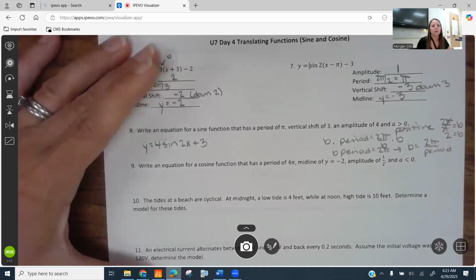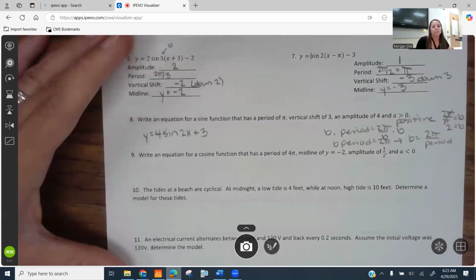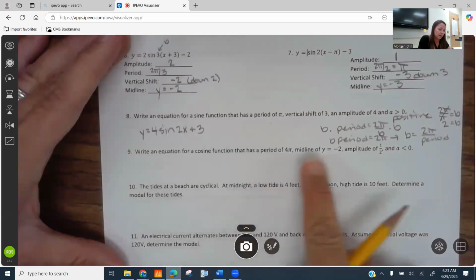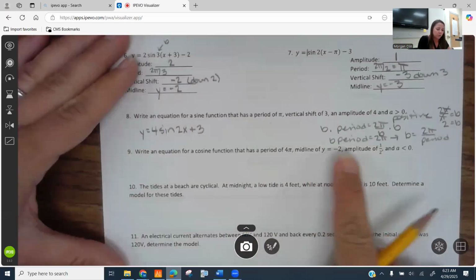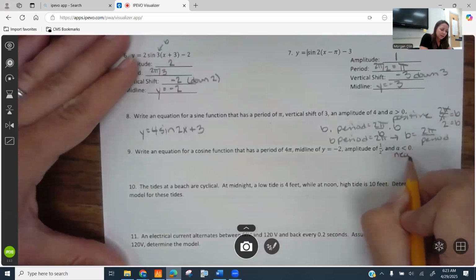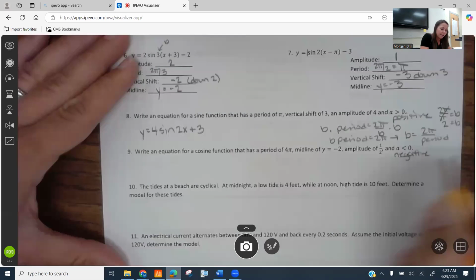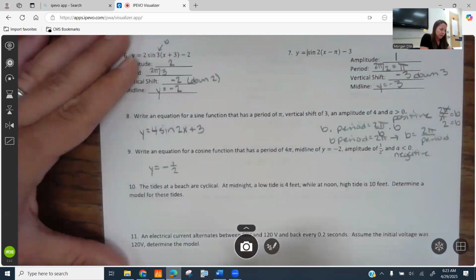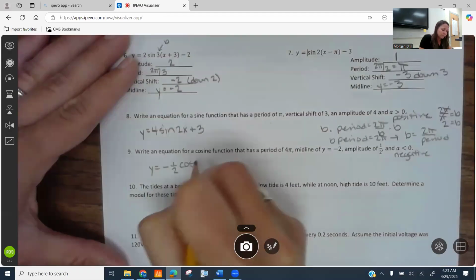All right. Now, number 9, write an equation for a cosine function that has a period of 4 pi, midline of y equals -2, and an amplitude of a half. But this time, a is less than 0, so it's telling me my a value is negative, so it's going to be negative 1/2. This time it's a cosine function.